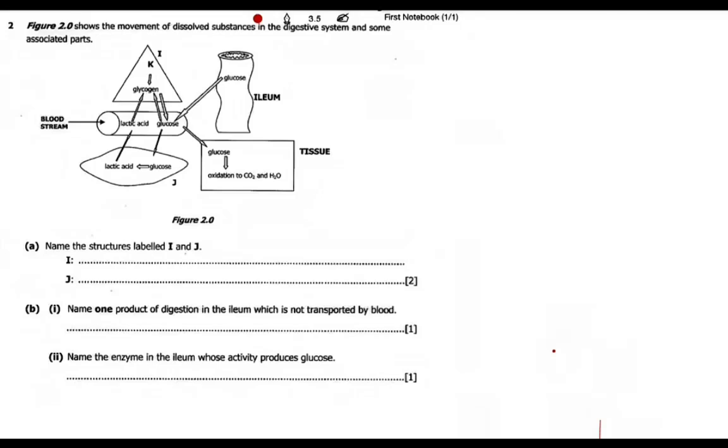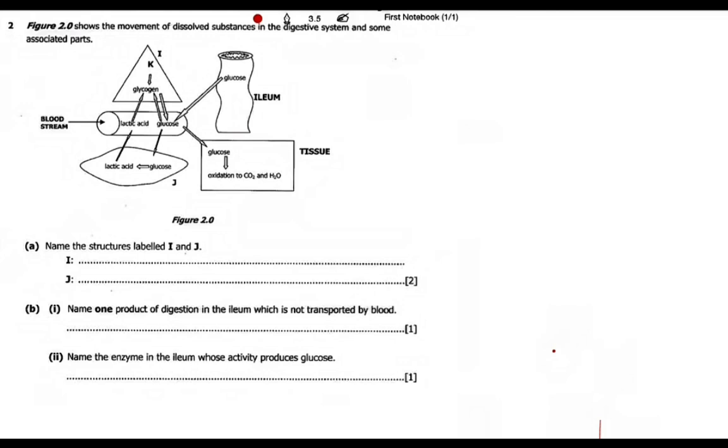Here we are looking at a question that came in 2014. This is paper 2, question 2, section A. So the question reads, figure 2.0 shows the movement of dissolved substances in the digestive system and some associated parts. So we can see the figure there.